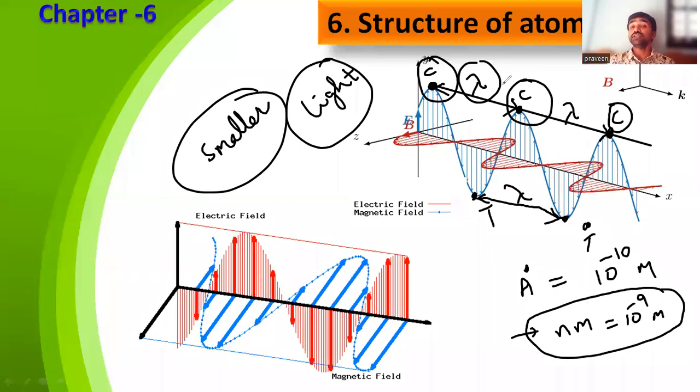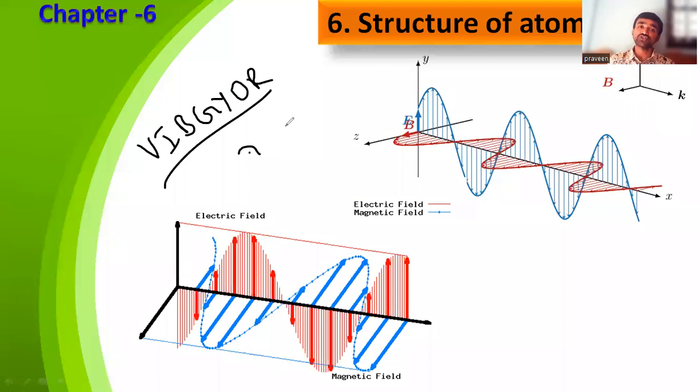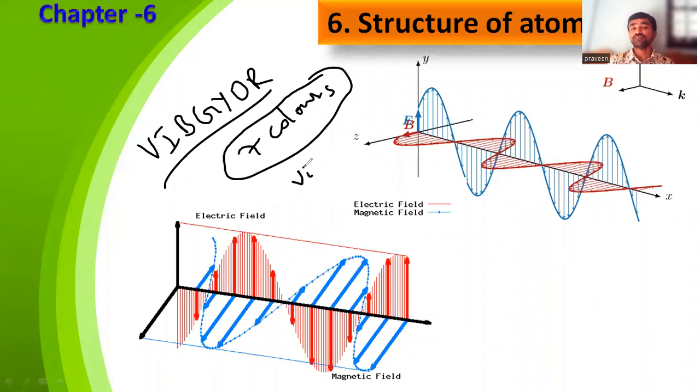Wavelengths are different for different colors. What colors exist in your surroundings? They are visible here: VGYOR. Violet, indigo, blue, green, yellow, orange, red. So 7 colors are there in your visible light. They are available in visible light. What is visible light actually? How do you define visible light?